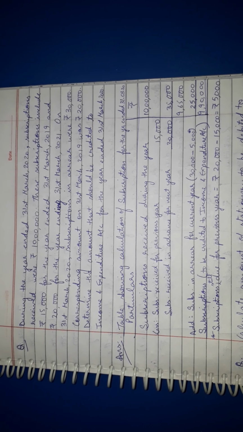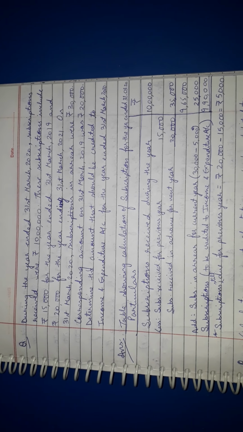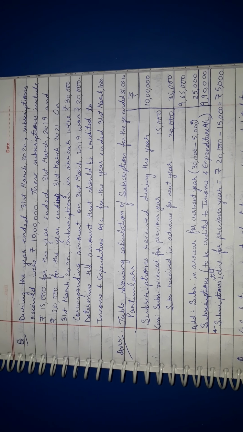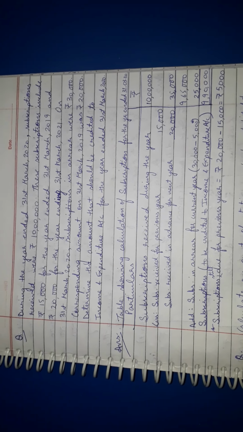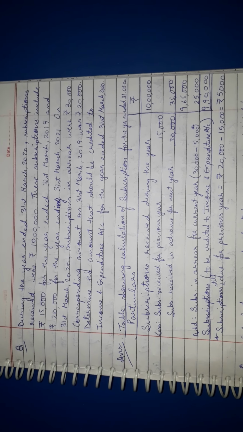Now again we will prepare this table showing calculation of subscriptions for the current year. As we started in the previous question, subscription received during the year will be written at the top. Now we will identify the items which do not belong to the current year. In this case it is the 15,000 that we have received for the previous year, while 20,000 received for the next year. Both the items will be deducted from the subscription received during the year, as these do not belong to the current year.